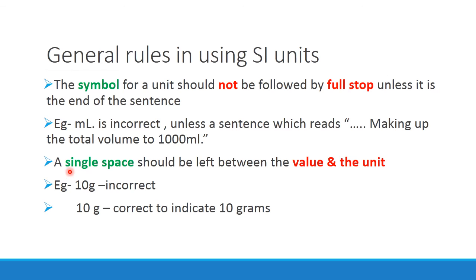The next rule is a single space should be left between the value and the unit. Between the numerical value and the unit, a single space should be left. You can't write like this, 10g. Soon after the digit, you should not write the SI unit. You should give a single space and then you have to write the unit.